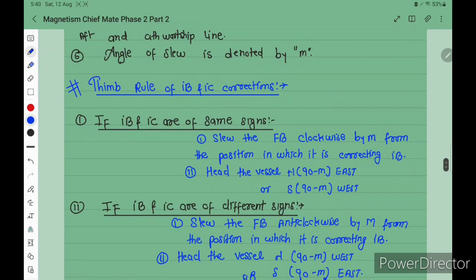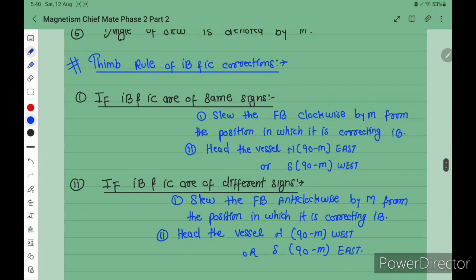Thumb rule of IB and IC correction. This is also important. Maximum times they ask questions from the PB, the coefficients B, C, D and E. Very rarely they ask A. So PB and coefficients B, C, D are also simple. Maximum you will get confused in coefficients B and C. If you watch this video 2-3 times and practice, then you will understand. And if you want this PDF, in the description box there is a number given. Just text me and we'll provide you the PDF copy of this.